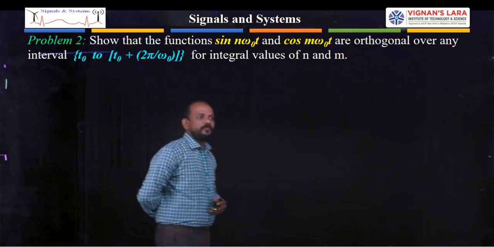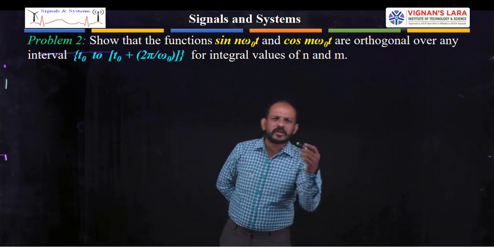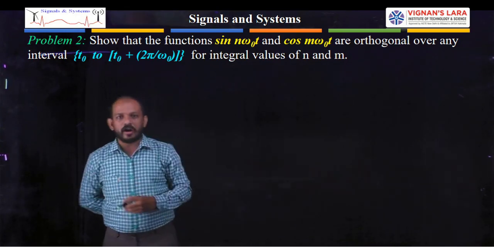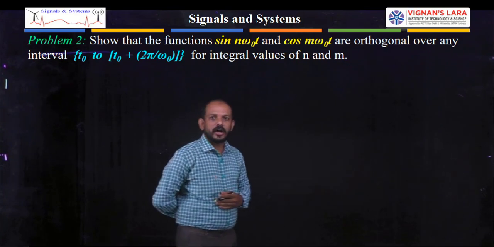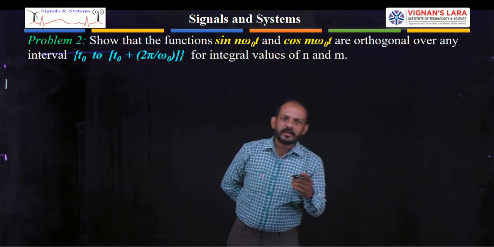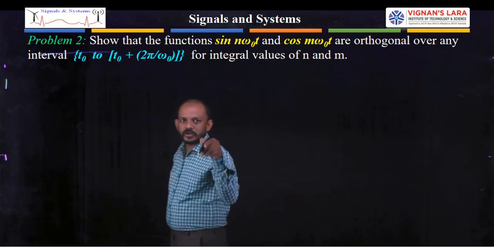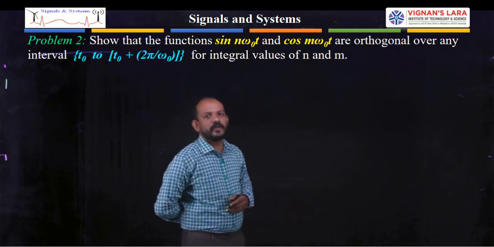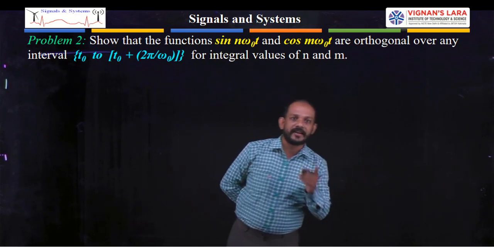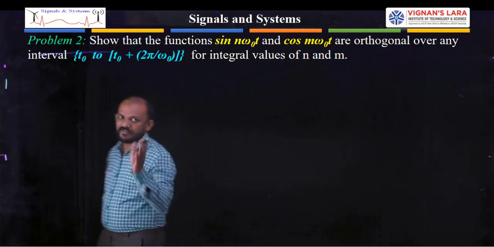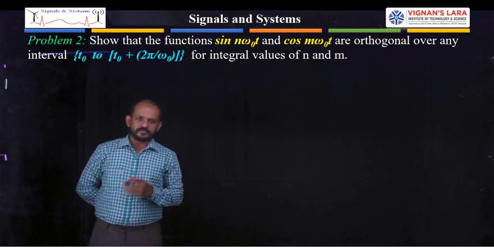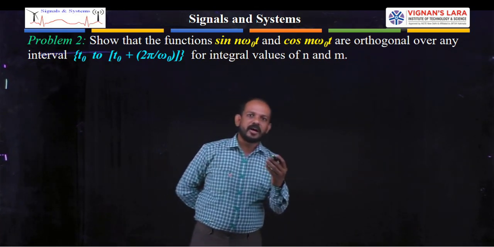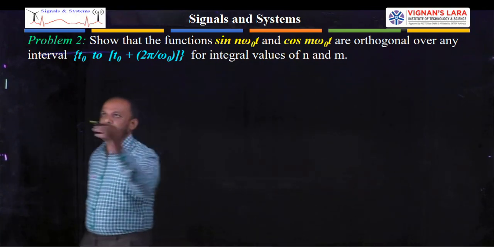So that the functions sine n omega naught t and cos m omega naught t are orthogonal over the interval t naught to t naught plus 2 pi by omega naught for integral values of n and m. That is the given problem. So we have to show that sine n omega naught t and cos m omega naught t are orthogonal. So for that I am taking the given data.